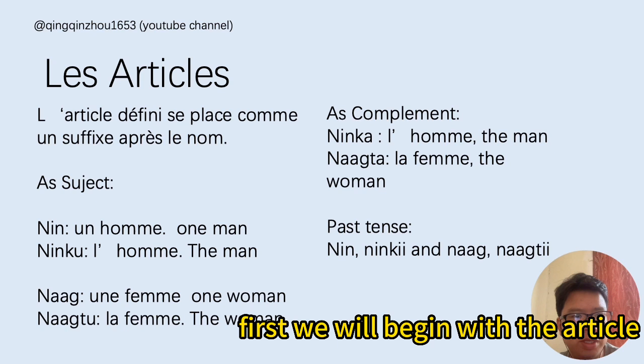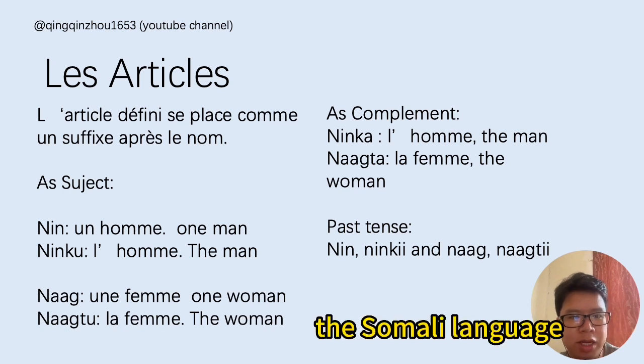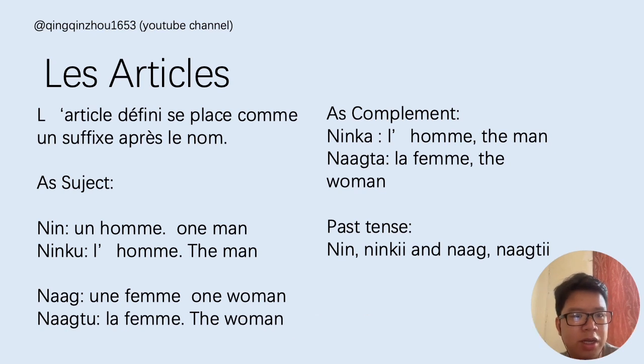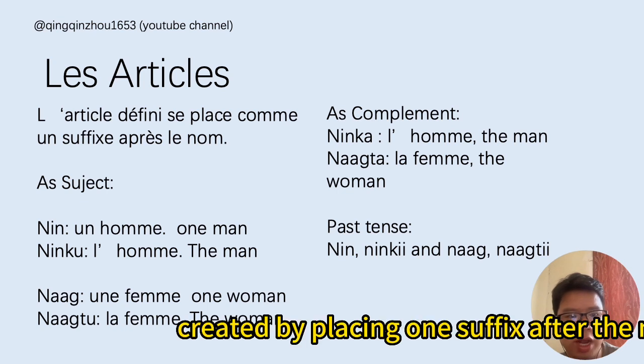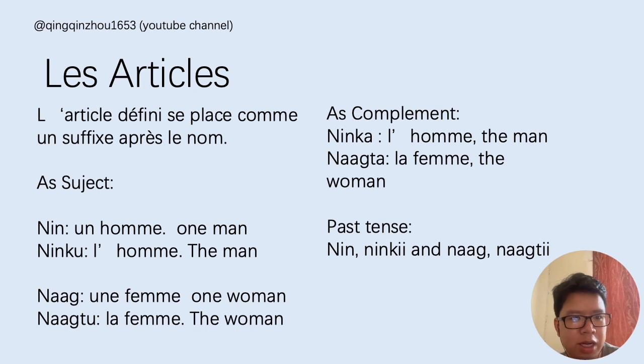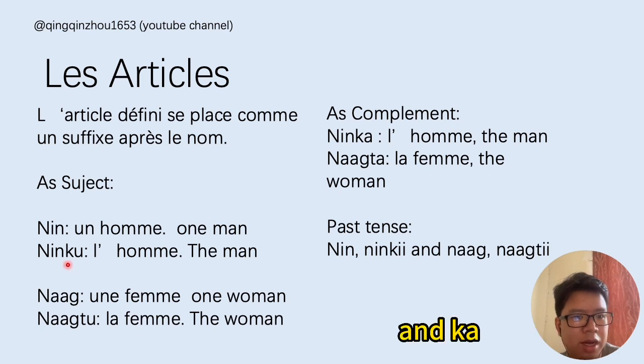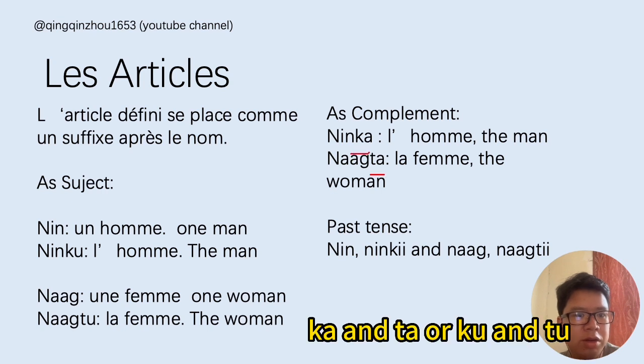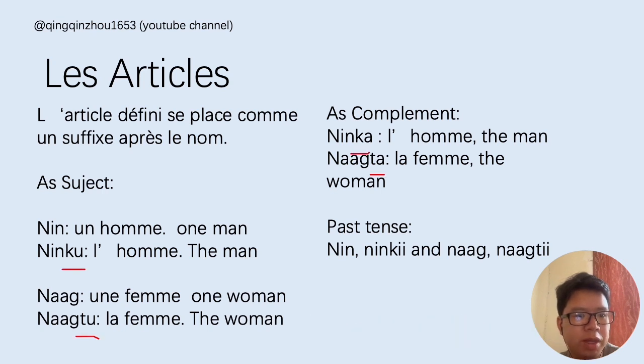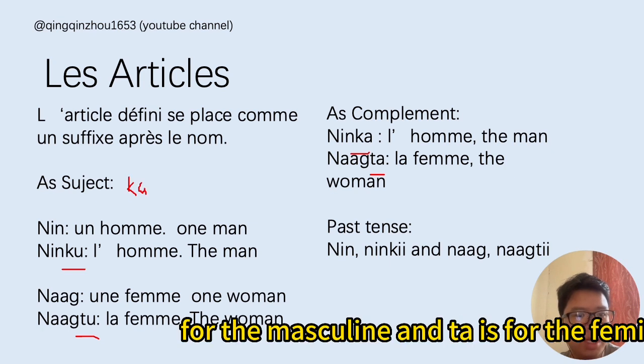First, we will begin with the article. In the Somali language, the article is created by placing one suffix after the noun. The suffix is ka and ta. Ka and ta, or ku and tu. Ka is for the masculine and ta is for the feminine.